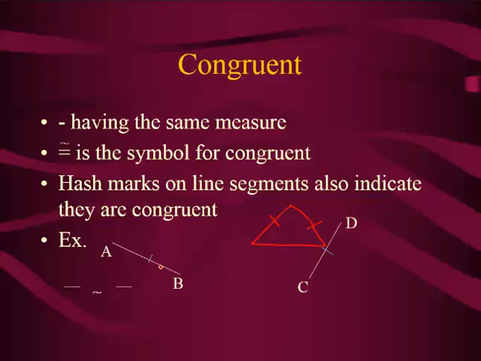Okay. So line segment AB is congruent to line segment CD because they both have 1 hash mark. And we would write it like so. Notice AB has a dash over it, no arrows. CD has a dash over it, no arrows, and we have our congruent symbol in between. Using symbols allows us to write things a lot more quickly and less wordy.